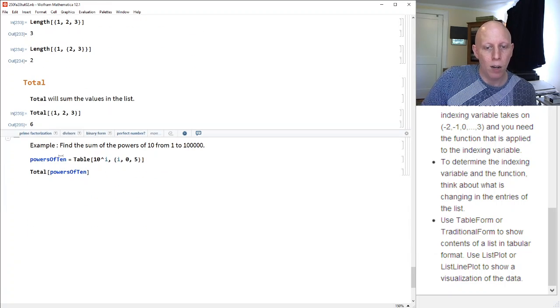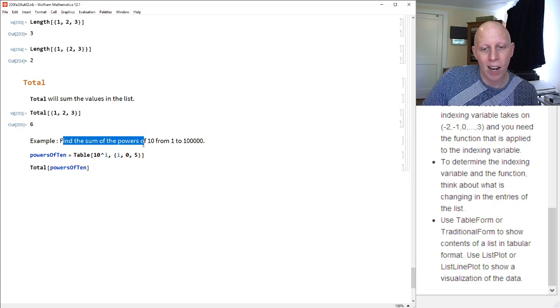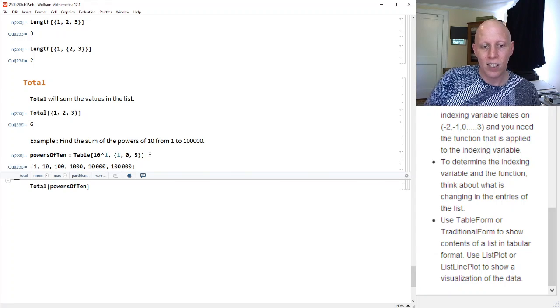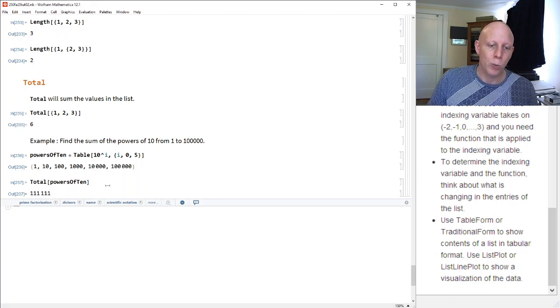Nice. So we might say find the sum of the powers of 10 from 1 to 1,000. So to 100,000, excuse me. And so what that looks like is, well, you have a table, and the table gives me 1, 10, 100, 1,000, 10,000, 100,000. So we need a list that gives us the powers of 10. If we add them all up, we get 111,111.